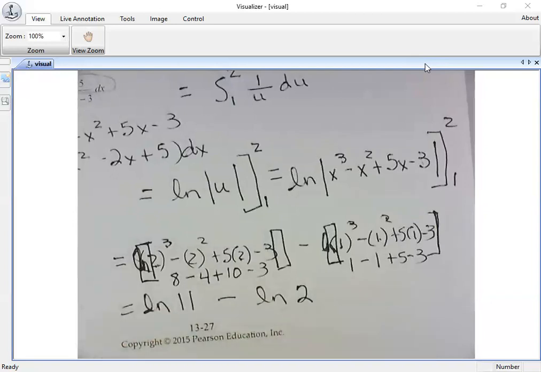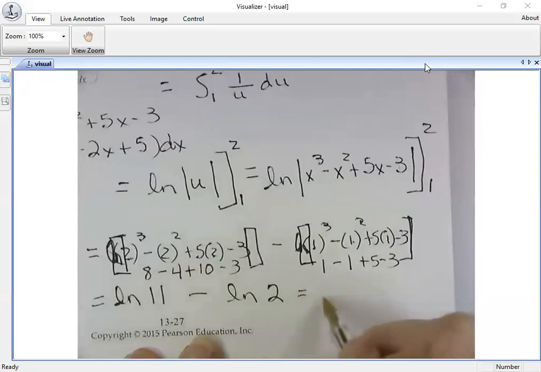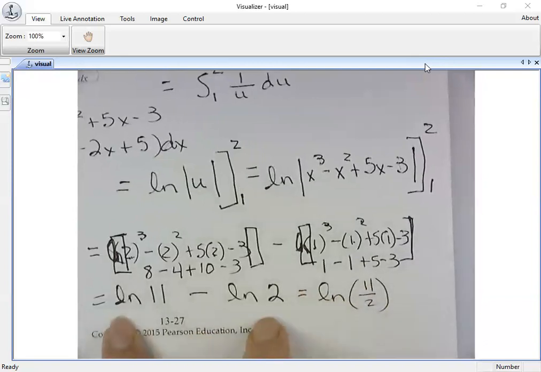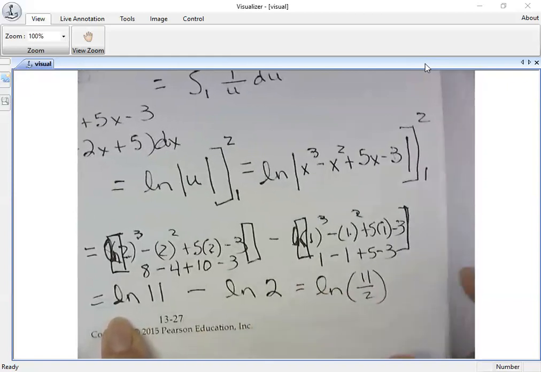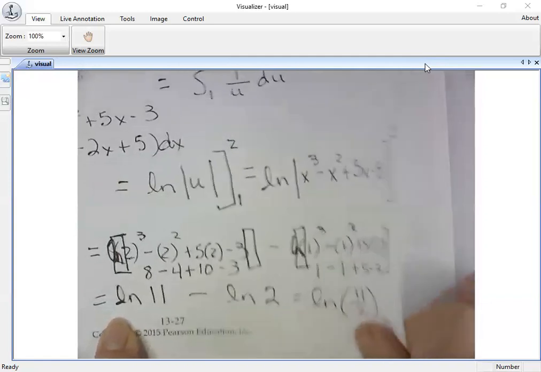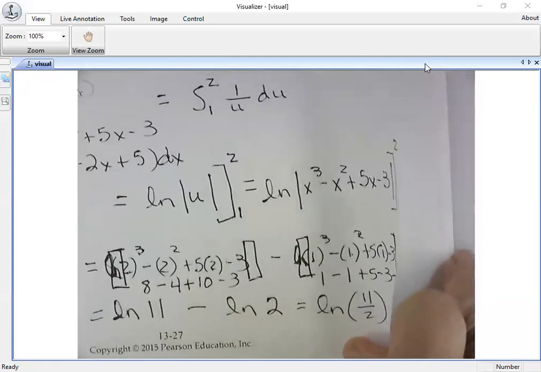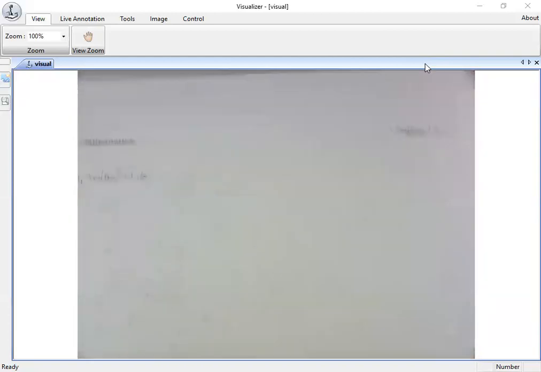When you have what kind of problem? A fraction. This is the same thing as the natural log of 11 divided by 2. Now, I will take this. I just wanted to remind you that it is equivalent to this, okay? That would be condensing that logarithm to be a single logarithm. And I've got one more example I'm going to do, and we'll call it a course.